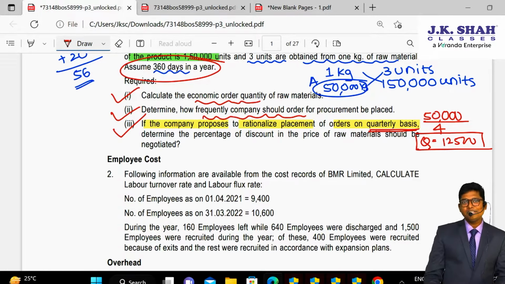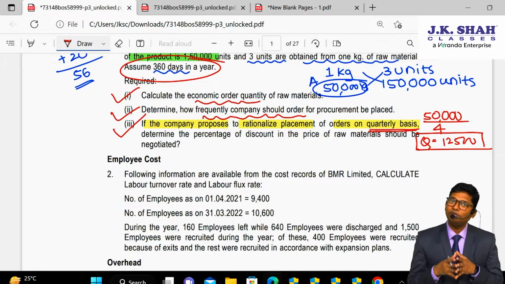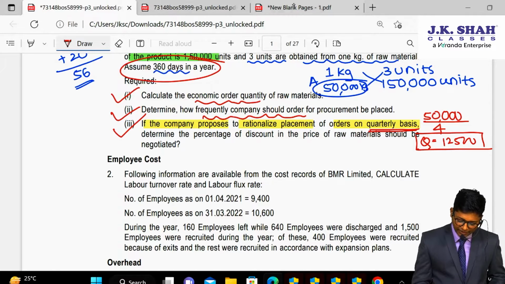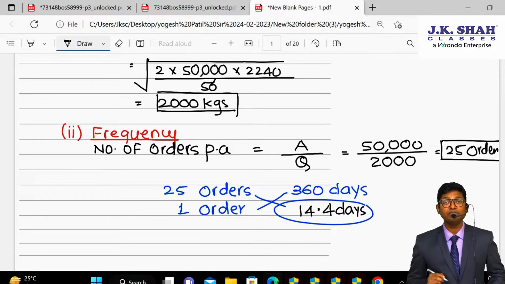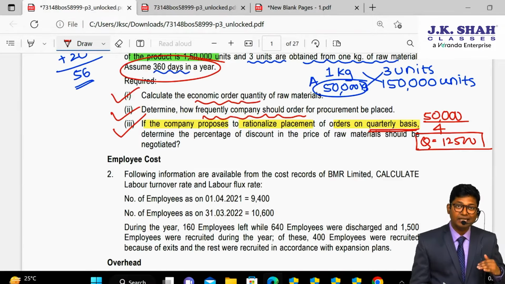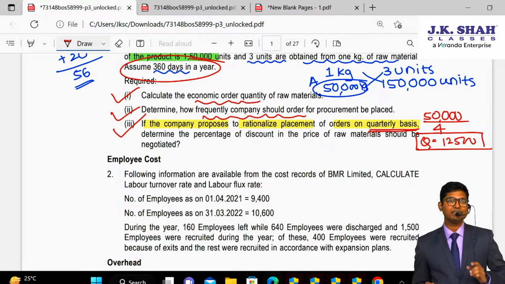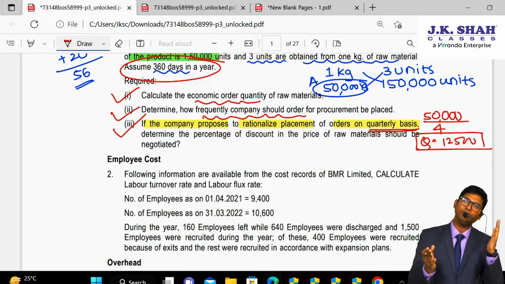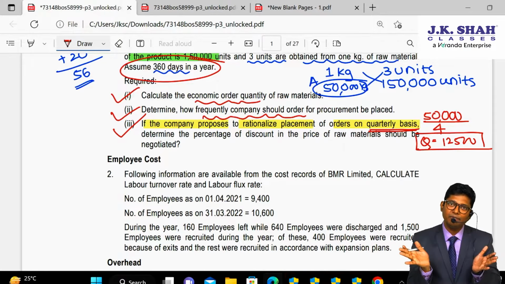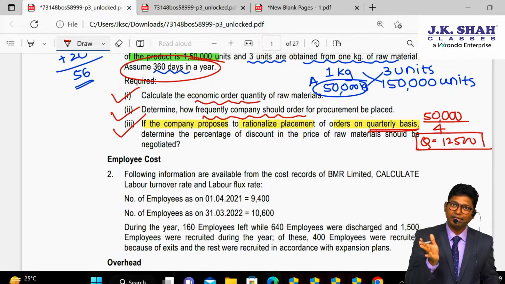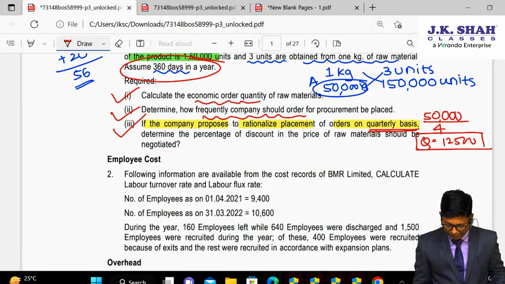If you are purchasing 12,500, what does EOQ say? EOQ says you should purchase at a time 2000 units, that is 2000 kgs. But if you increase the quantity to 12,500, the company has 2 options, either to follow EOQ or to go for quarterly purchases. If the company is planning to go for quarterly purchases, the question is asking us to determine the percentage of discount in the price of raw material that should be negotiated.